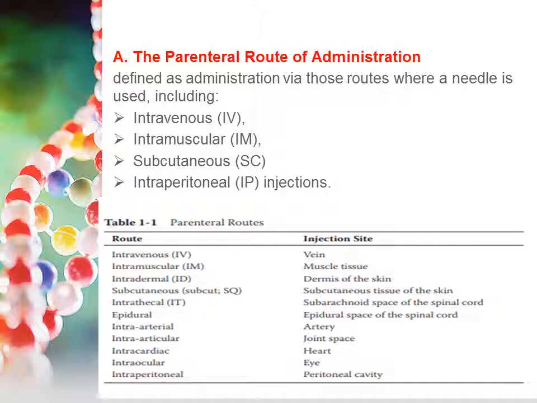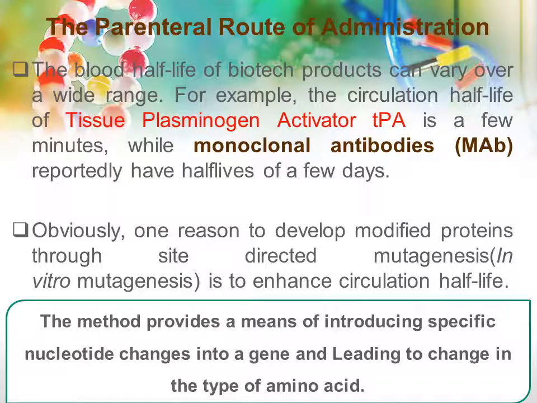This table shows the most important parenteral routes used with the different drugs. Half-life can vary from one biotechnology product to another. For example, the half-life of TPA is a few minutes, while the half-life of monoclonal antibodies reaches a few days. How can we increase the circulation half-life?